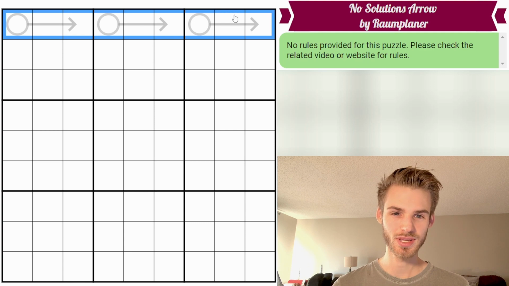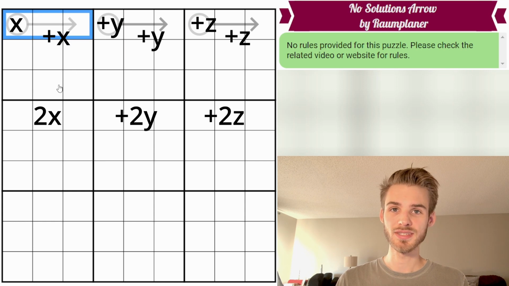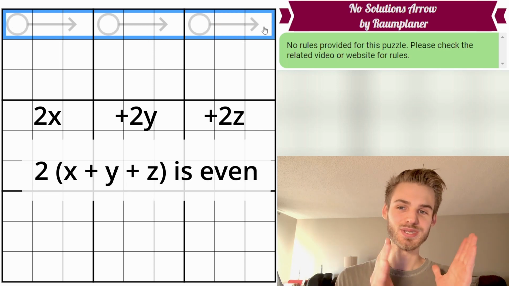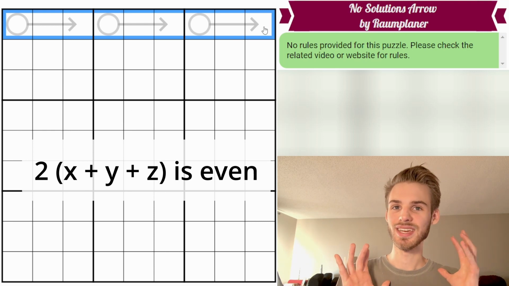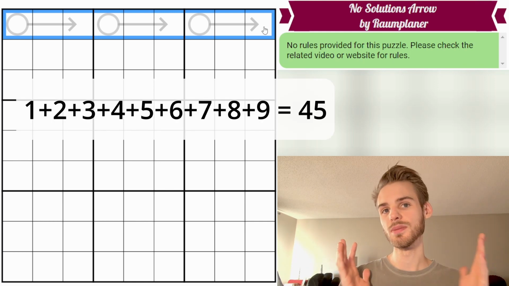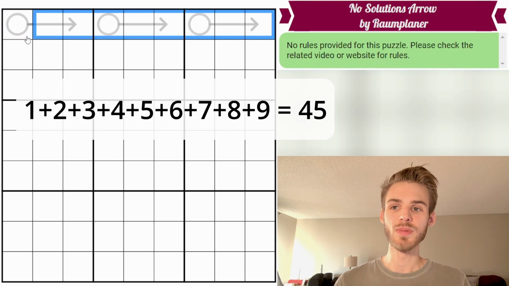This one should be a pretty straightforward one. There are multiple ways of seeing it. I'll explain the easiest way. The first thing we can see is that each of these arrows sums to itself. So let's say this is x, plus x is 2x, plus y, plus another y is 2y, plus z, plus another z is 2z. 2z plus 2y plus 2x is an even number because it can be divided by 2. But we know that all the digits 1 to 9 sum to 45, which is not an even number. So this entire row cannot be made up of these 3 arrows.